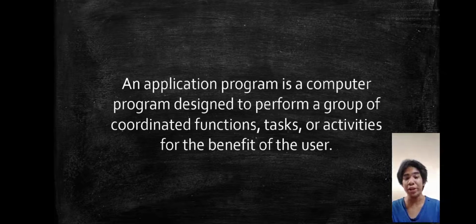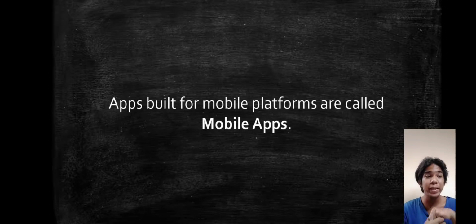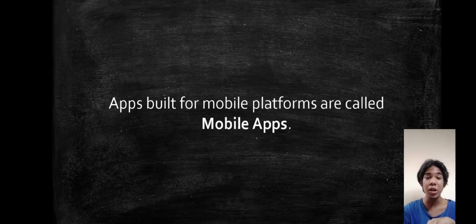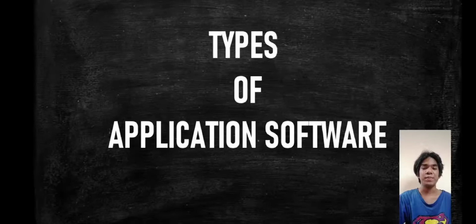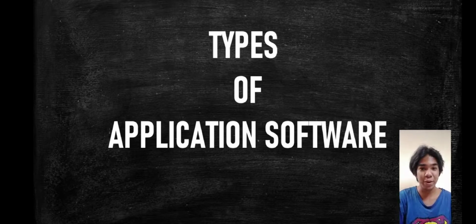Some examples of application software are word processors, spreadsheets, accounting applications, web browsers, media players, photo editors, and many more. Apps built for mobile platforms are called mobile apps. So all the applications that you can see or that are available on your phones are called mobile apps. Let's proceed to the different types of application software.